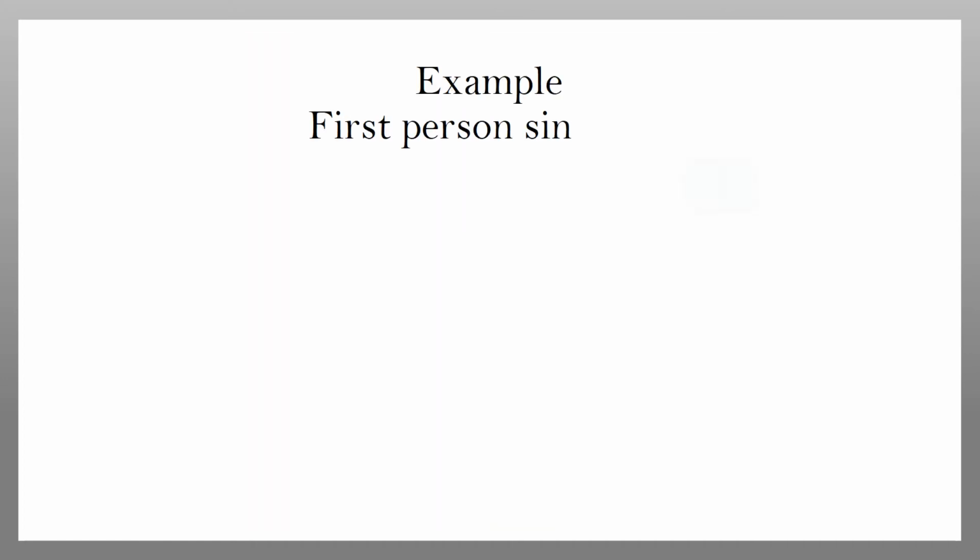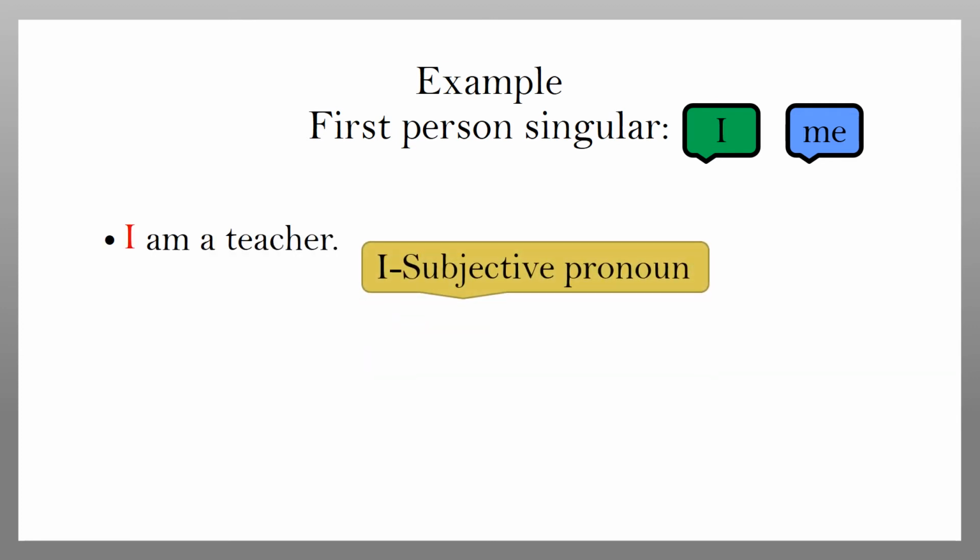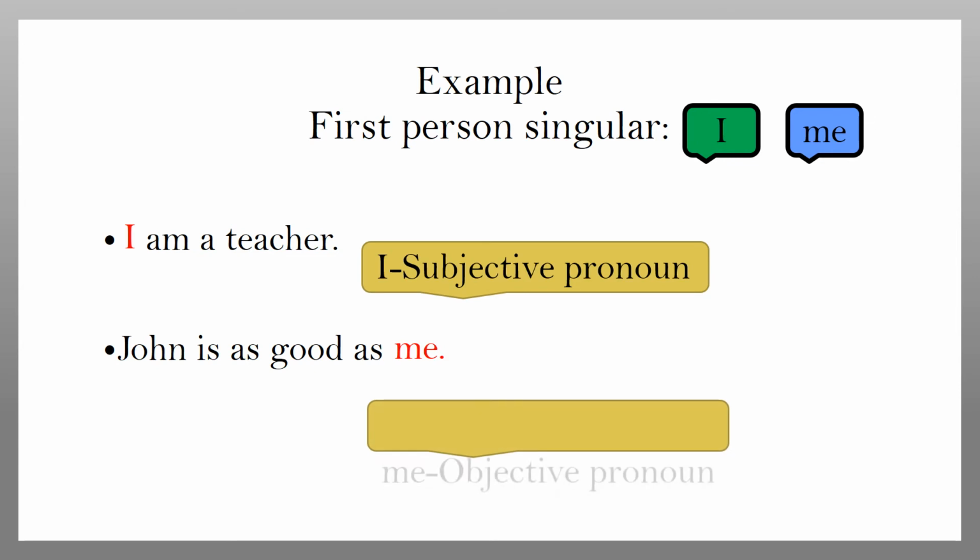Let's see some examples. Under first person singular, how I and me are used as a pronoun. For example, I am a teacher. In this, I is in the position of subject, so it acts as a subjective pronoun. Next sentence, John is as good as me. In this, me is in the objective position, so it acts as objective pronoun.